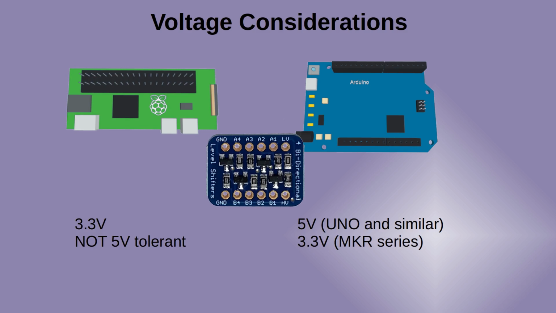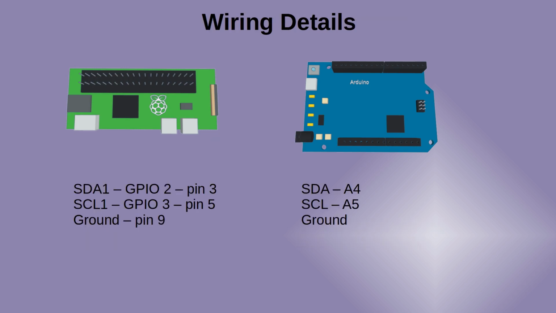This will need pull-up resistors for both sides of the level shifter. Here's the wiring details. The Raspberry Pi side is the same as before. The Arduino uses analog port A4 for the serial data connection and analog port A5 for the clock. The Arduino can easily use the USB connection for debugging, so there's no additional connections needed for that.